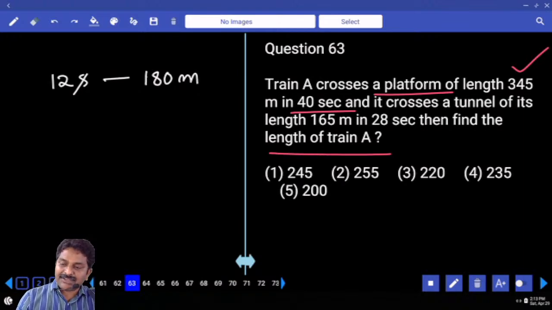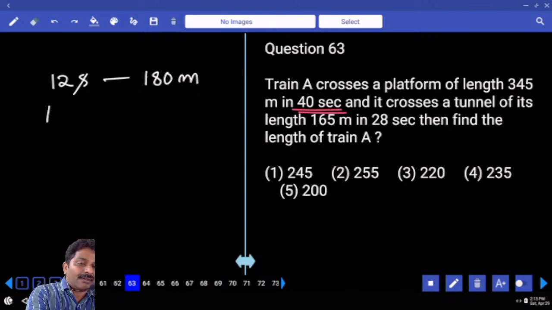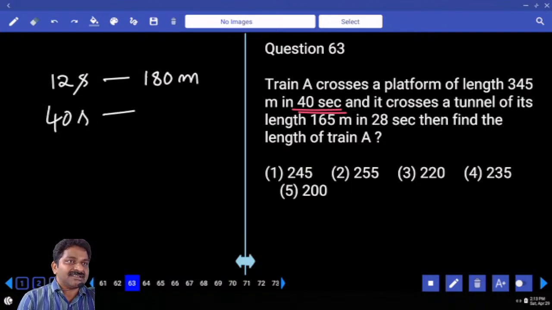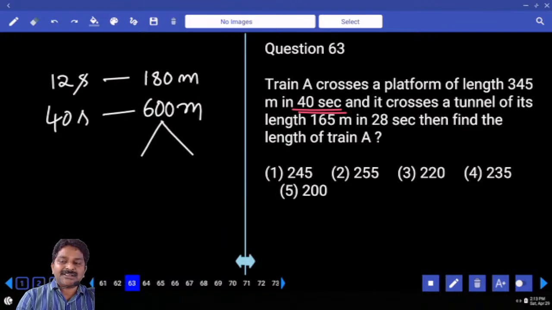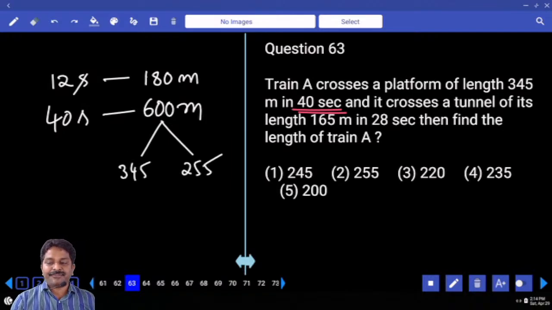In first case, what is the time it is taking? In 40 seconds, what would be the length or distance that a train can cover? 12, how many times is 180? 15 times, correct? 40, 15 times? Come on. In 600 meters, we have train length as well as platform length. If the platform length is 345, train length must be 255. Second option final? Over.